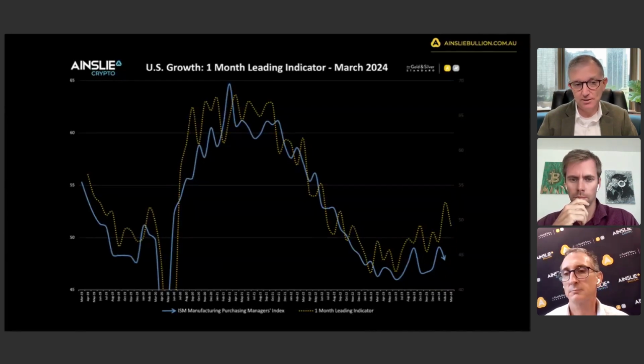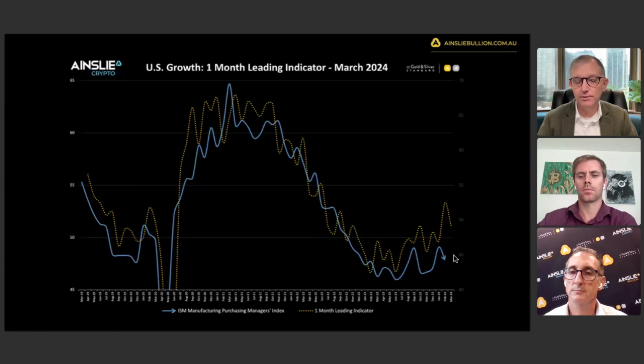We just updated the charts ourselves here. The ISM Manufacturing Purchasing Managers Index, the blue line, is effectively a proxy for growth in the US. The 50 line is sort of the zero, if you'd like to think of it that way, the halfway point. Below the 50 line is a contracting economy, and above it is where we start to see growth again.